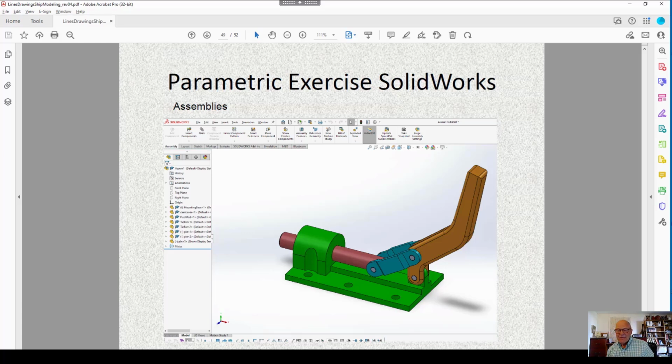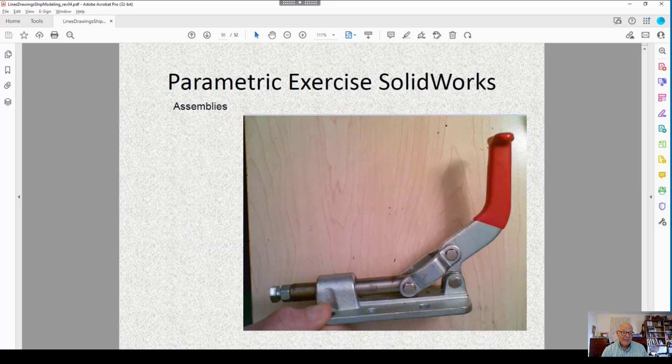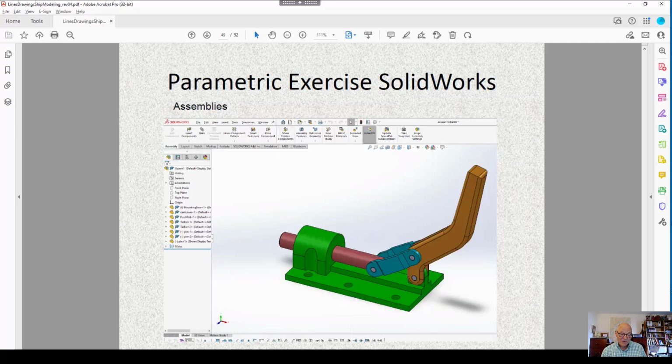I'm going to give you some parts, and I'm going to have you put them together by making an assembly, and you probably won't finish it, but you'll get a sense of how assemblies work. Then you will have seen the whole picture when it comes to parametric software. There's a good photograph of it, so I didn't have to show you on camera. That's what this thing actually looks like. That's what it looks like in SolidWorks.